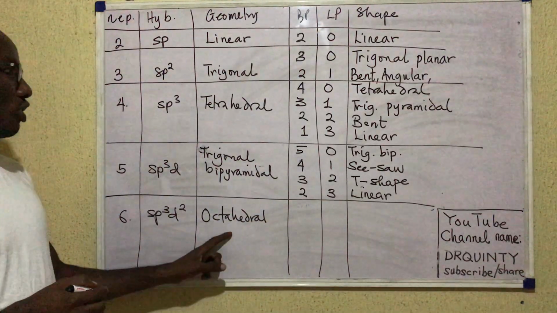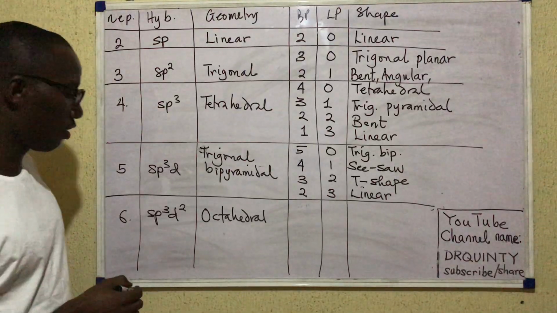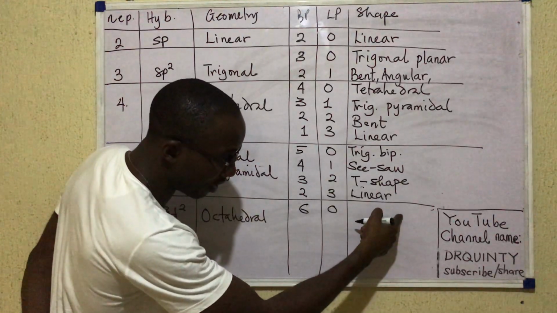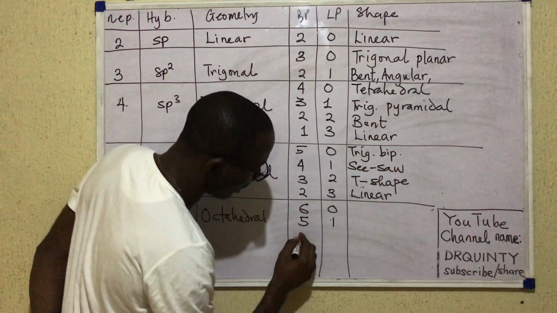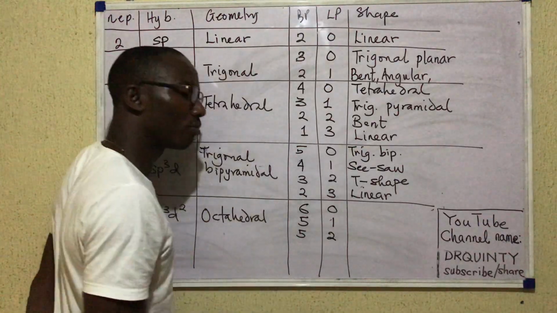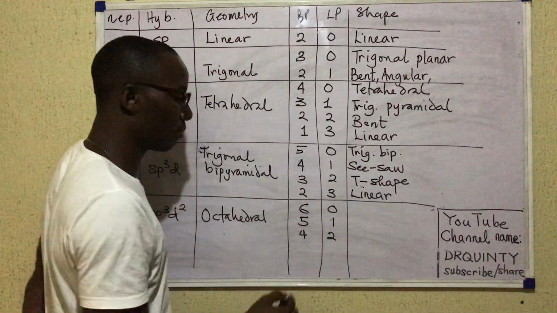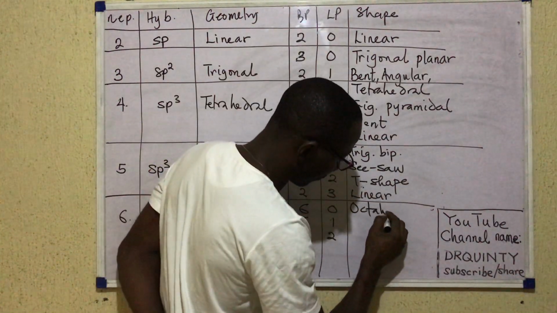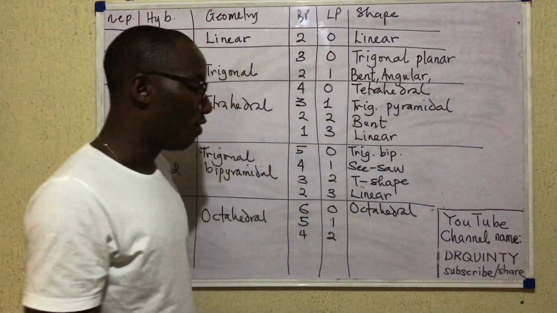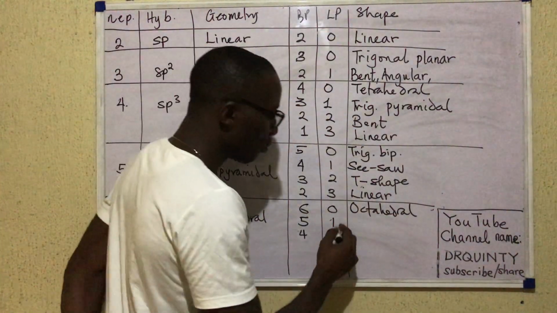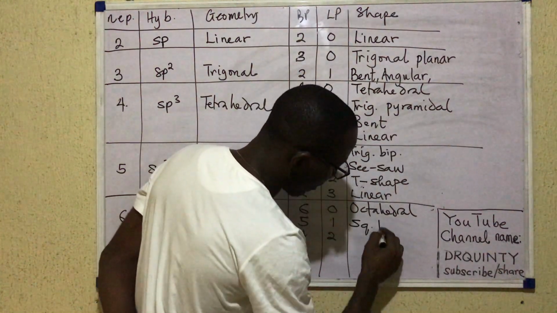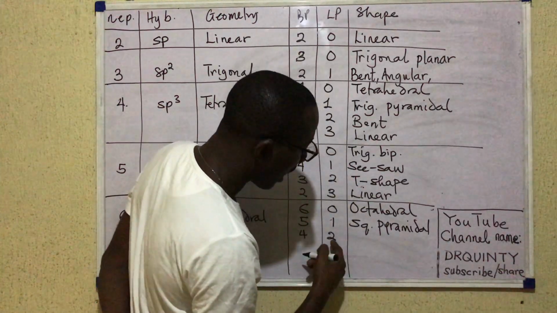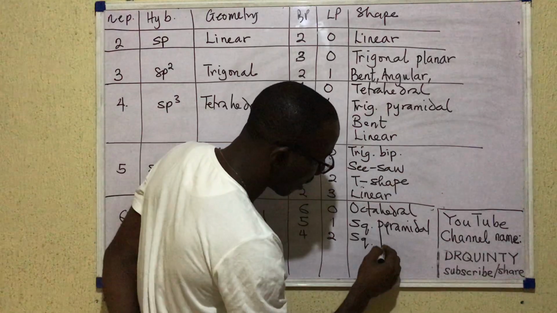Then, beyond the octahedral geometry, what about distribution of bond pairs and lone pairs? Of course, we can have 6-0. I'm sure you are guessing what will be here already. Then we can have 5 and 1, and then we can have 4 and 2. When you have 6-0, of course, the shape is still octahedral. Then when you have 5 and 1, we say the shape is square pyramidal. So the SQ there is square. And then this next one is square planar.